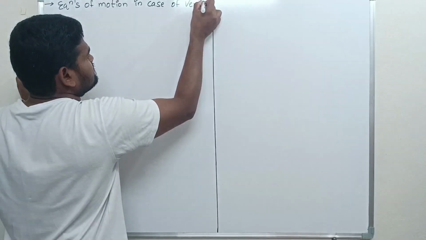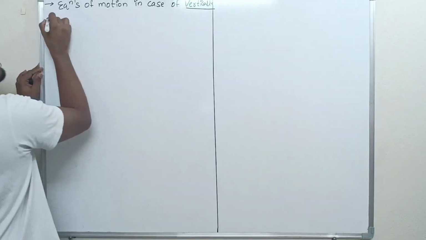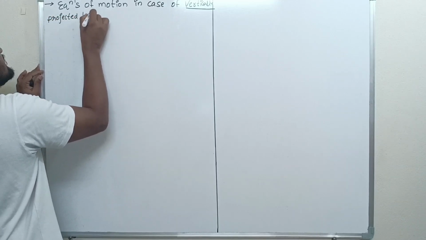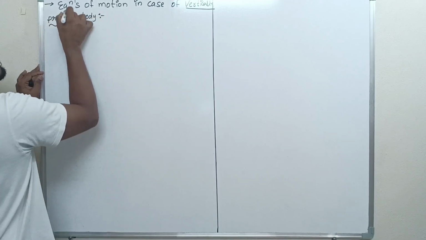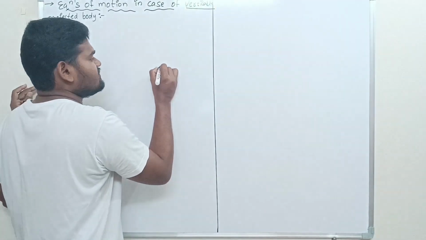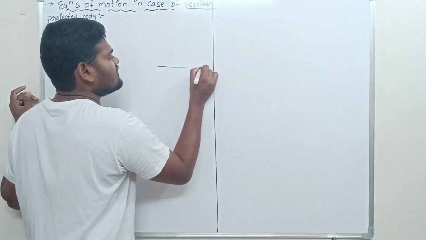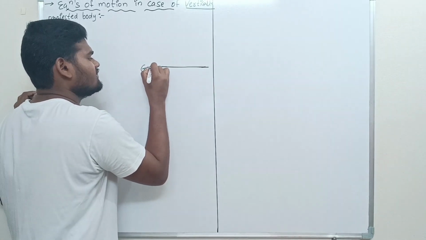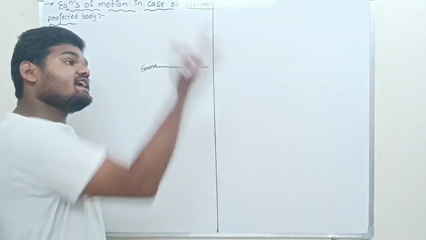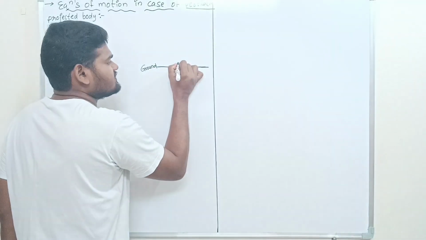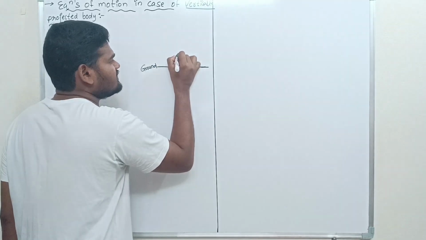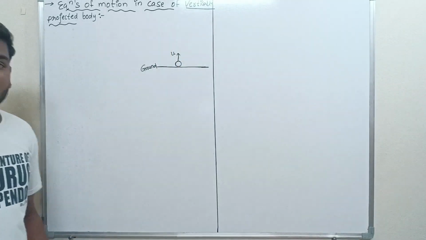a vertically projected body. Have a look. I'm considering this horizontal line as the ground. From this ground, I'm projecting an object in a vertically upward direction.